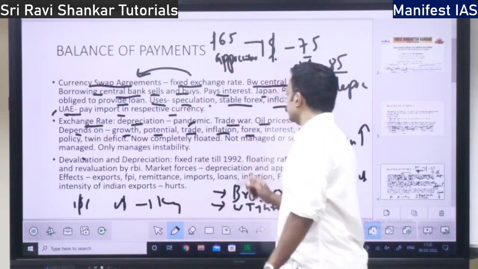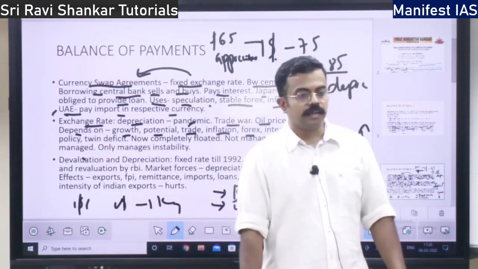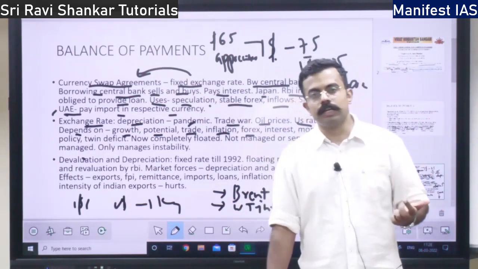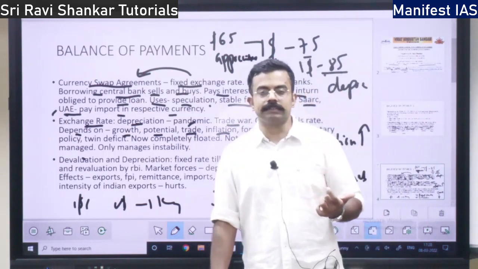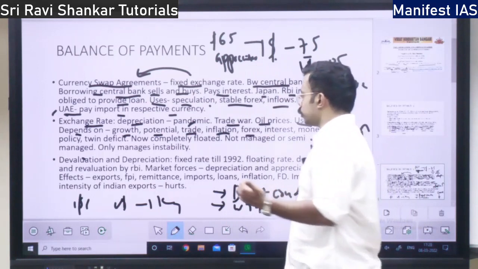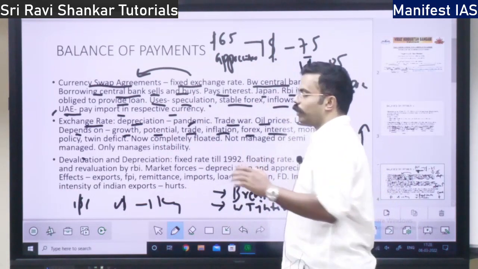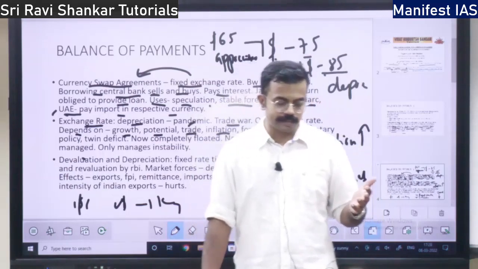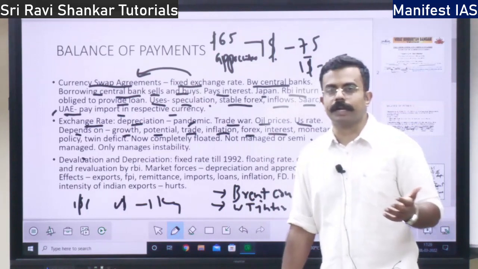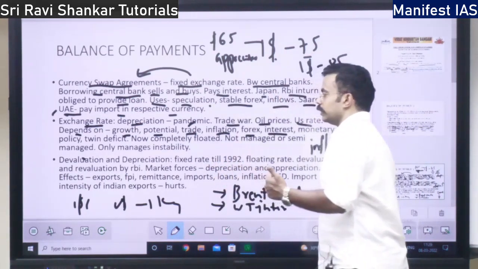Okay. Then forex. The exchange rate also depends on forex, meaning foreign exchange. If we have more gold reserves, more dollars, more foreign currencies, more SDRs, more foreign investments, right? Foreign bonds. Then the exchange rate will be good. Then the interest rate at which the central bank gives loans, that is the repo rate or reverse repo rate. Based on that also the exchange rate is determined.